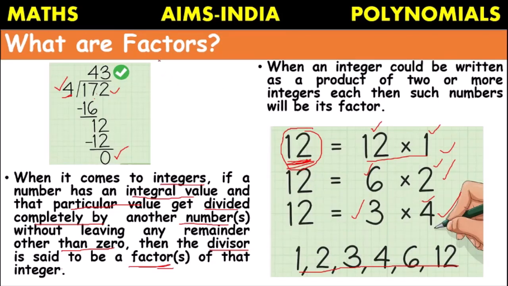We can define a factor in another way: when a given integer like 12 can be written as a product of two or more integers, then each such integer is considered a factor of the given integer. There is no compulsion that an integer should have only one factor. Many other factors may be possible. It depends on the given integer value.